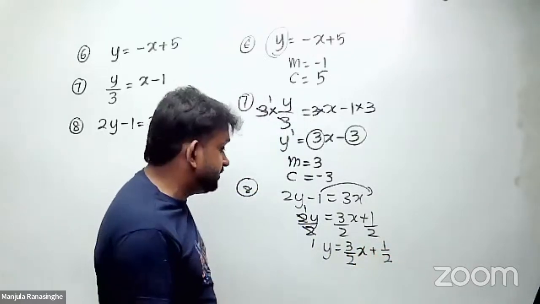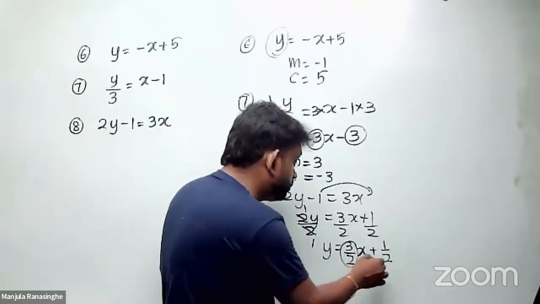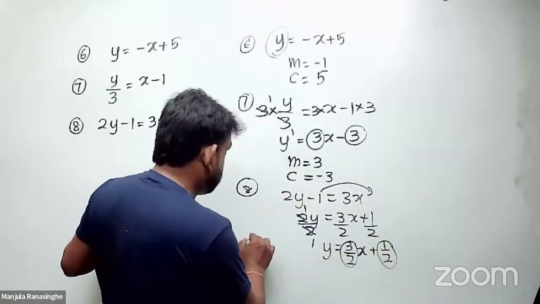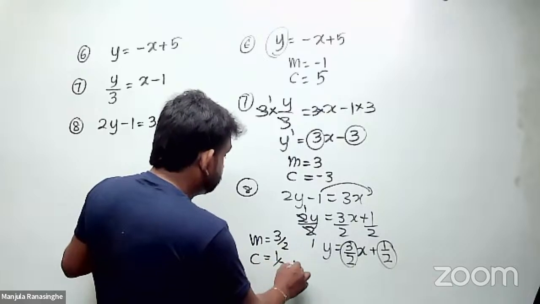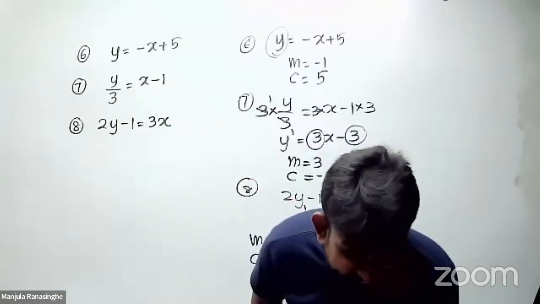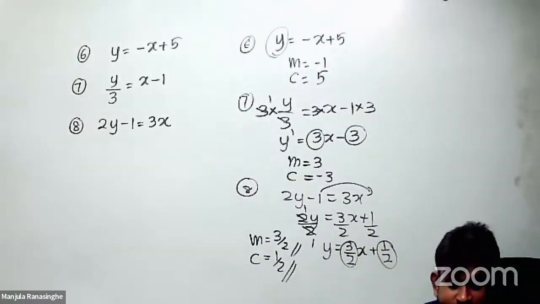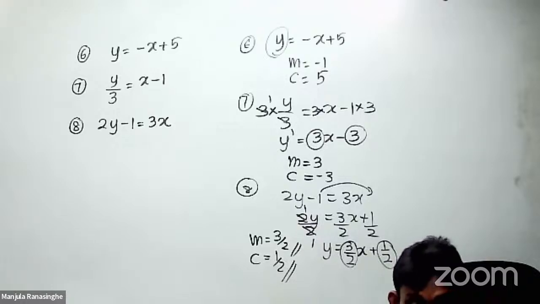So now take the value m. m is the x coefficient, 3 upon 2. c is this one. So here m equal 3 upon 2 and c equal 1/2. Right, hands up those who got the answer. Right, okay. Putta, that's the theory part.